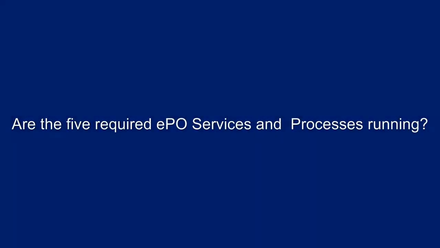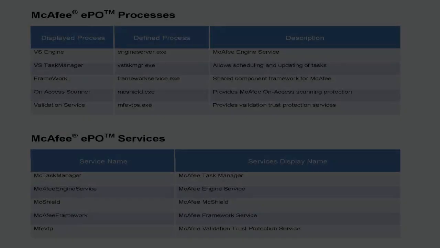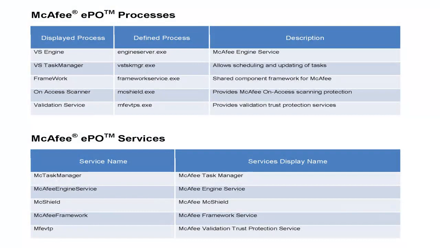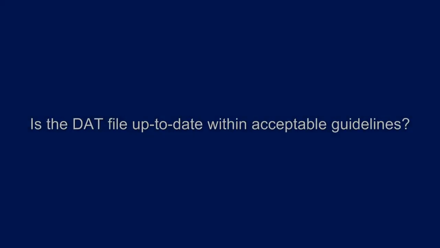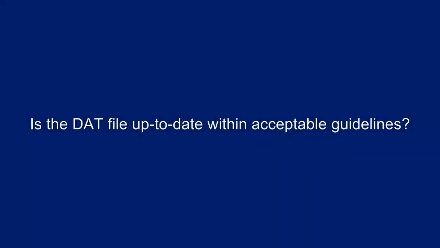Next, we want to validate that the 5 required services and processes associated with VirusScan are configured and running correctly. If any one of these fails because it is stopped, it is a critical problem that the EPO console cannot remediate alone or immediately resolve. Last, we want to validate that the DAT file is up to date within the acceptable guidelines.